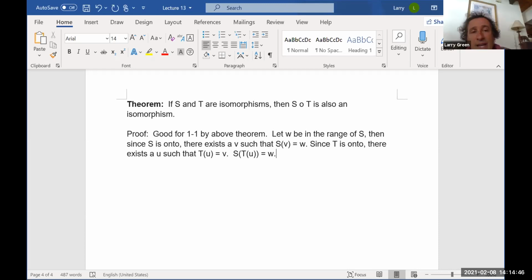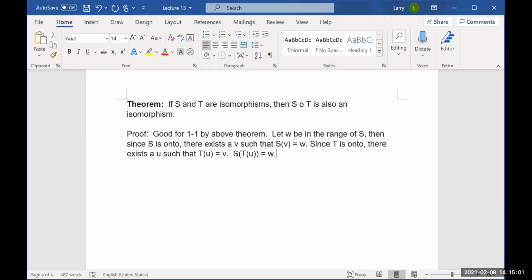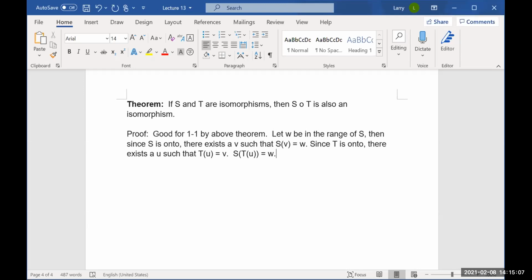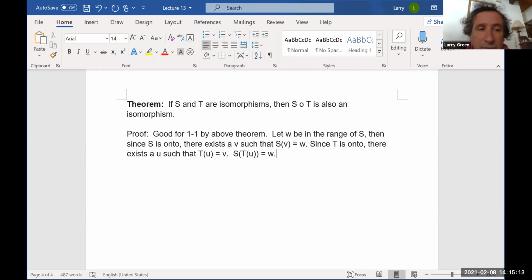Okay. On the other hand, if S and T are not isomorphisms, then S and T do not have to be the same dimensions, but they have to be compatible. So if one is 3 by 5, the other could be 5 by 7. That's fine. But if one's 3 by 5, you can't have a 4 by 9. Otherwise, it wouldn't work. You have to be able to multiply the two in the right order. Good question, though. Really good question. Any questions on this right here?